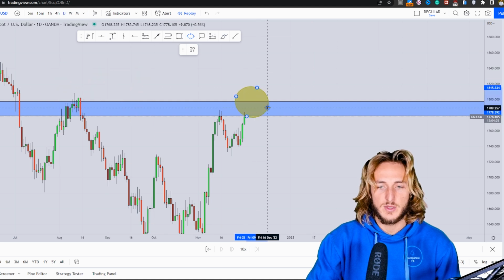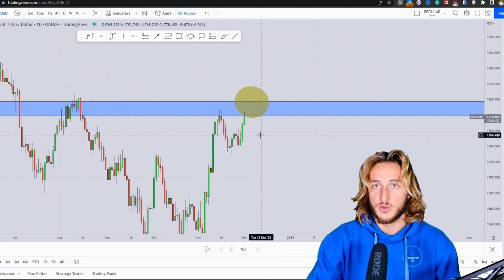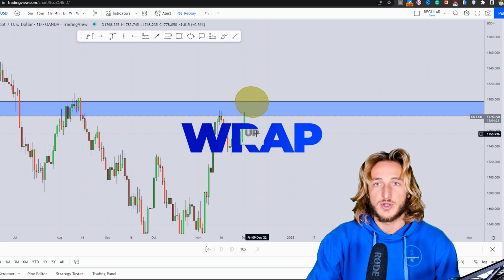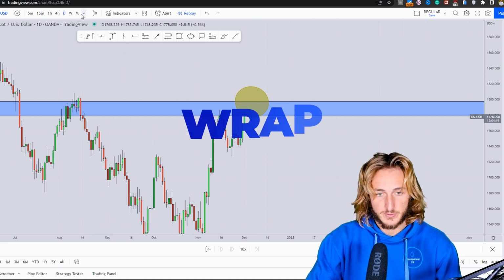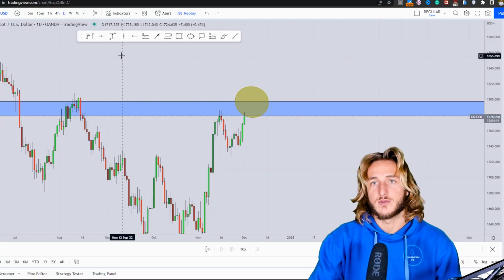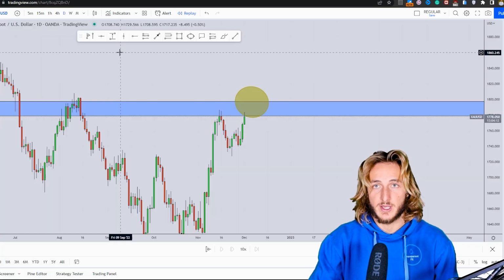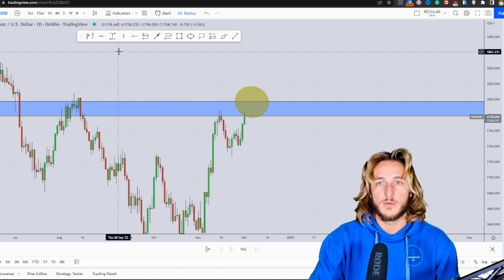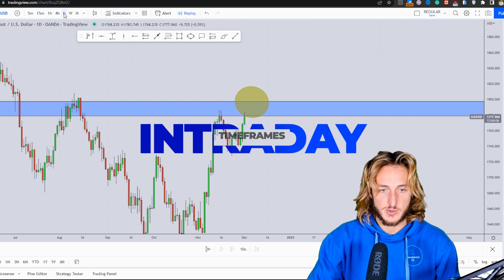So how we could be approaching this potential move lower. Now, as usual, trading is reactive and not predictive. The monthly, weekly, and daily combined with the COT data, those are the best time frames from a directional perspective. However, when it comes to confirmations and entries, the best time frames are the intraday time frames.